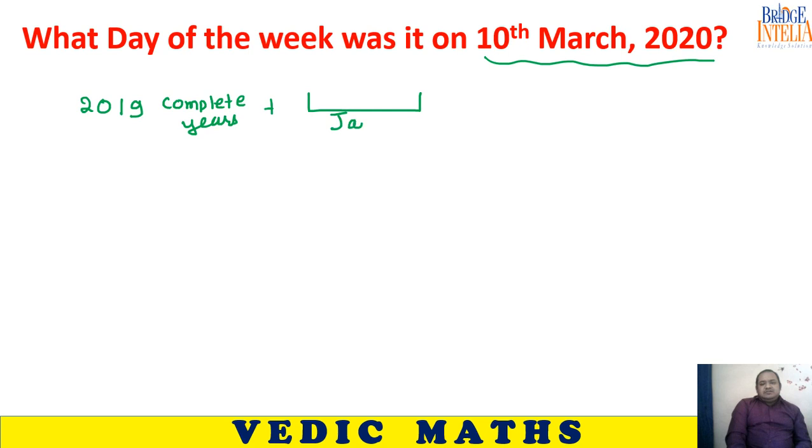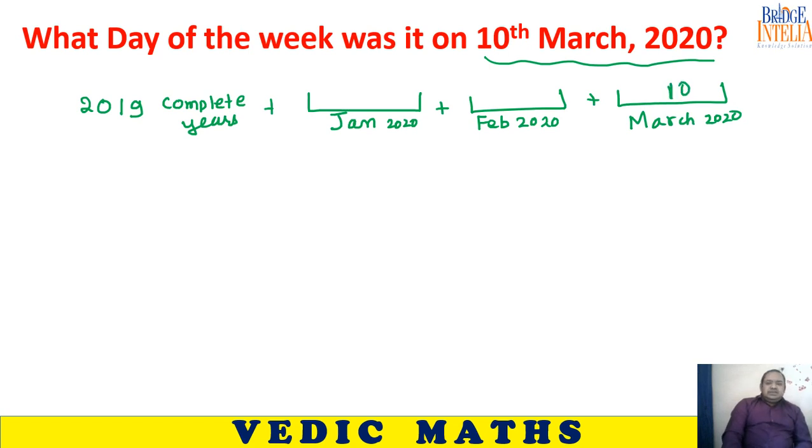So January of 2020, you have to count. February of 2020 has also gone by. You have to count that as well. And only up till 10th March. So from March, you have taken only 10 days. So this is the total counting you have to do to reach the final answer. So from January, 31 days, and the year 2020 is a leap year. So leap year February will have 29 days.